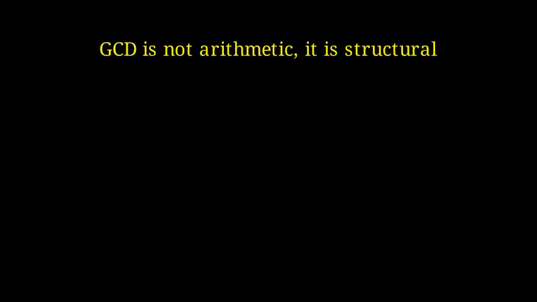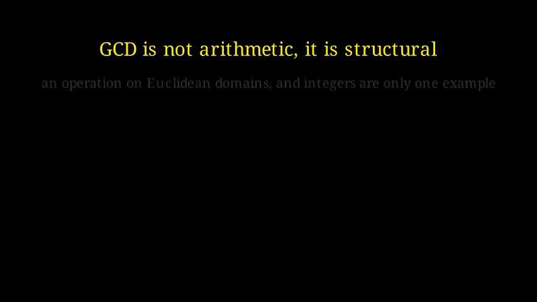This is Stepanov's thesis in a single example. Greatest common divisor is not really an operation on integers. It is an operation on Euclidean domains. And the integers are just one example of one. The same is true of polynomials over a field. When 2 things share a structure, they share its algorithms. So the greatest common divisor was never really about numbers at all.